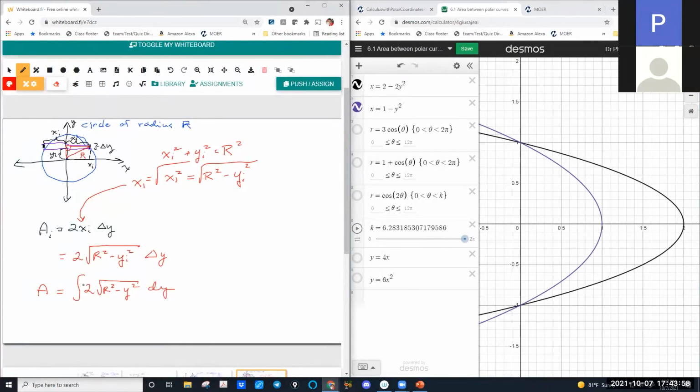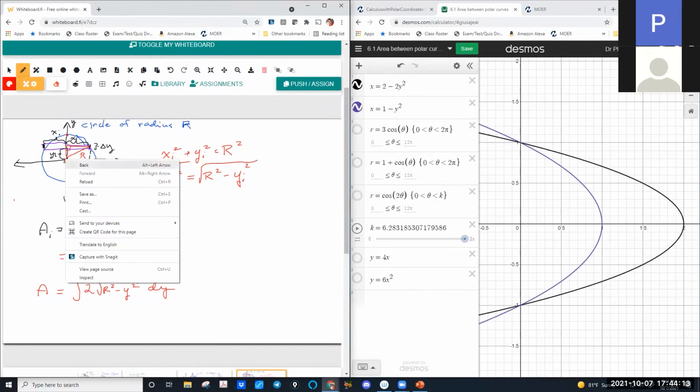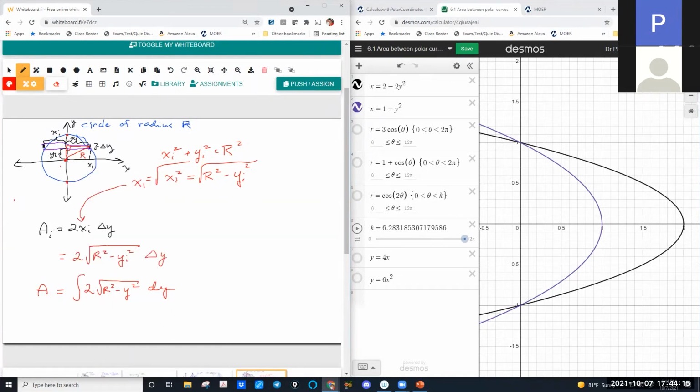And the last thing we need are our limits. How do we find our limits? Well, y is our variable, so we need to think about the lowest y can be and the highest y can be. Remember, this is the distance from the center out to the edge of the circle. That distance is r, and same with that distance. So it's going to go from negative r to r. Remember, these have to be constants, and r is a constant in this case.